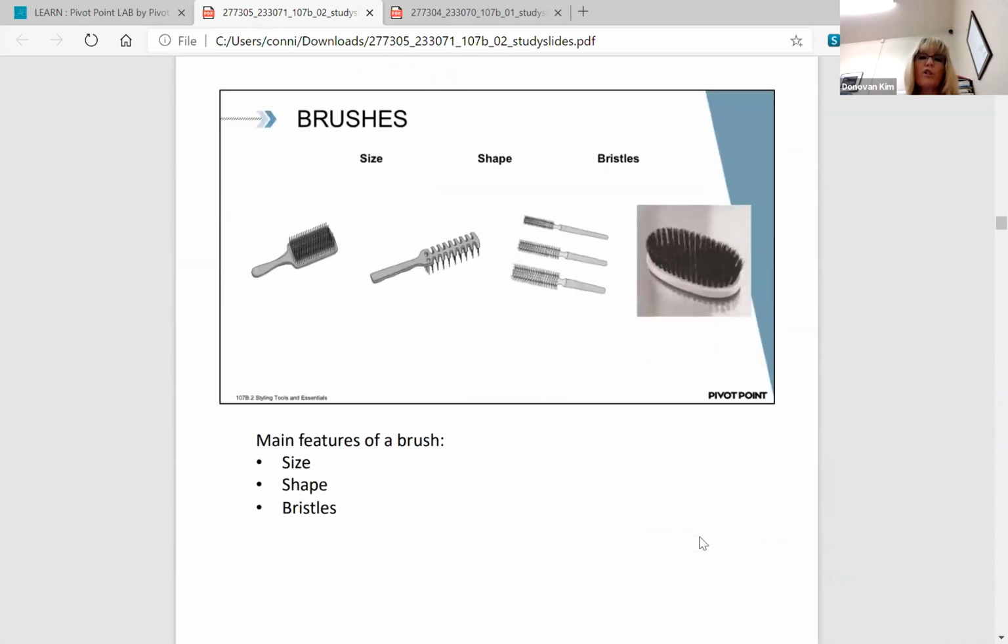Then we're going to move to brushes. So the main feature of a brush is the bristles, the size and the shape.